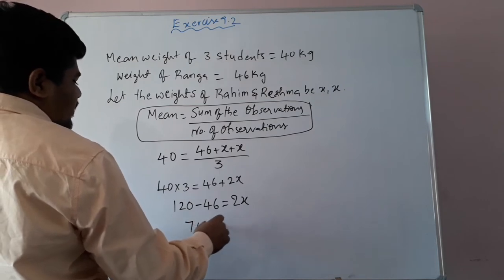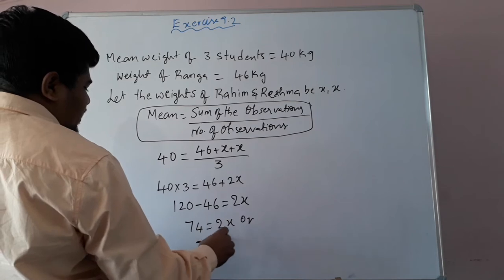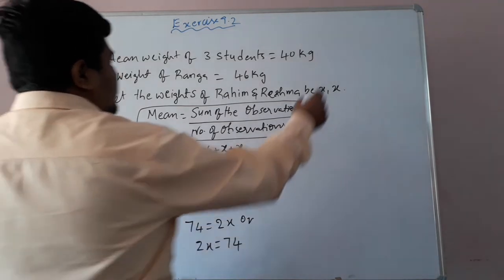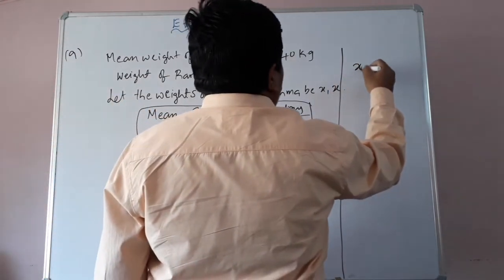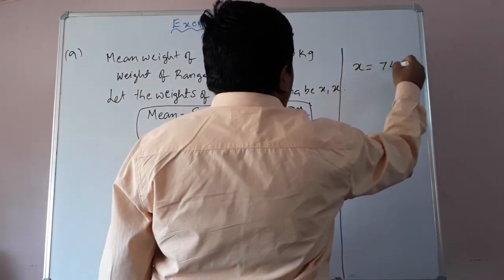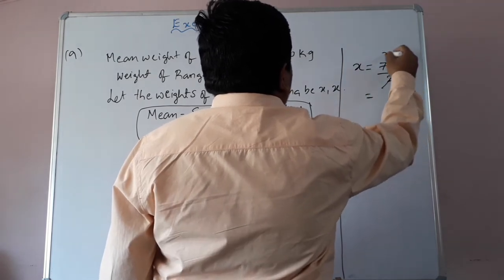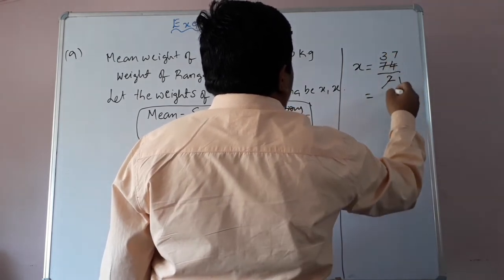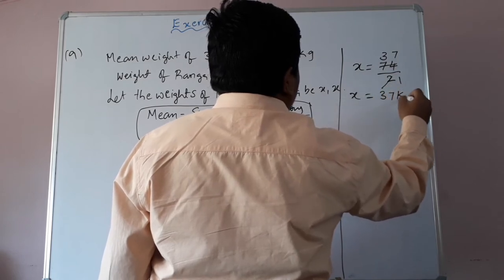So 74 is equal to 2x, or it can be written as 2x is equal to 74, children. Okay, so if 2x is equal to 74, what is x equal to? So x is equal to 74 divided by 2. So 2 ones are 2, 2 threes are 6, 2 sevens are 14. So x is equal to 37 kg.